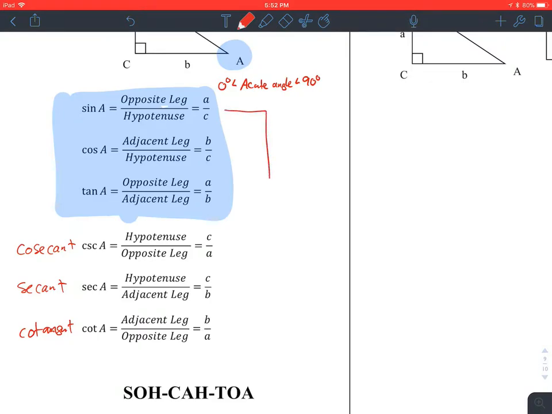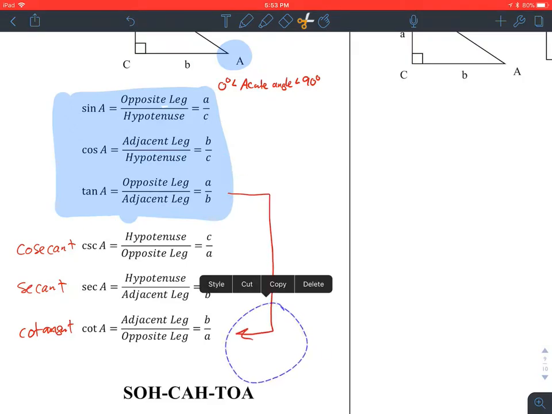Sine of the acute angle is opposite leg over hypotenuse. Cosecant is the reciprocal of sine. It is the hypotenuse over the opposite leg. Similarly, cosine is the adjacent leg over the hypotenuse. Secant is the reciprocal of that, the hypotenuse over the adjacent leg. Lastly, tangent is the opposite leg over the adjacent leg. Cotangent is the adjacent leg over the opposite leg.